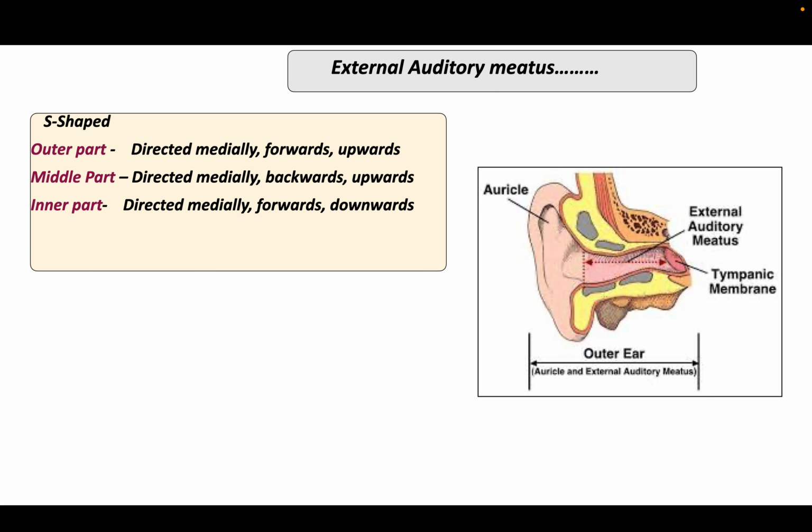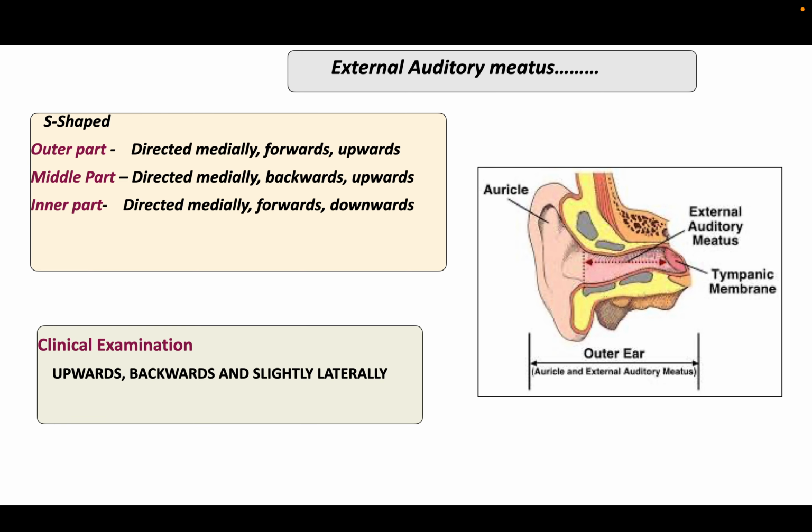Now, if we see the direction or shape of the external auditory meatus in adults, it has three parts, that is outer part, middle part and inner part. The outer part is directed medially, forward and upwards. The middle part is directed medially, backward and upwards, and the inner part is directed medially, forward and downwards. So it is just an S-shaped structure.